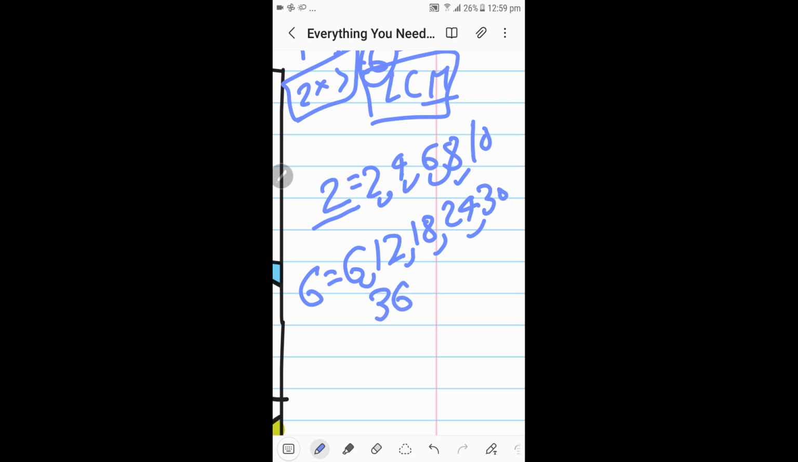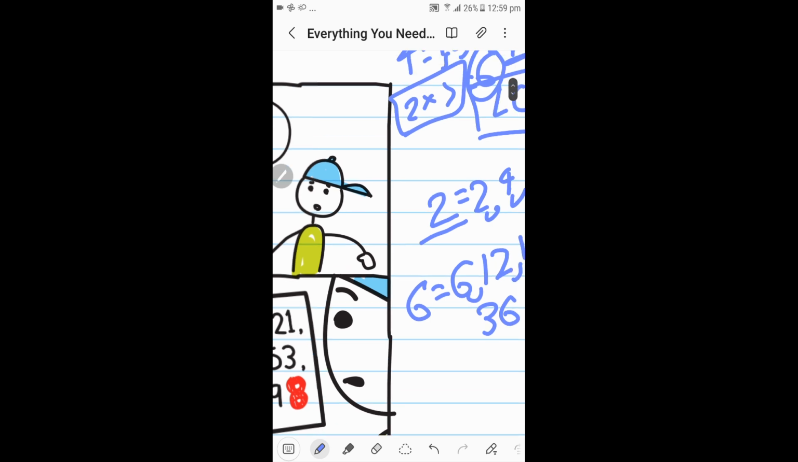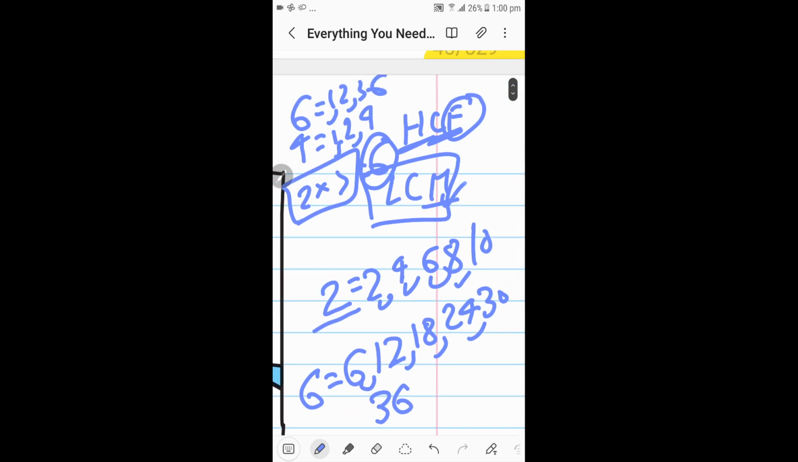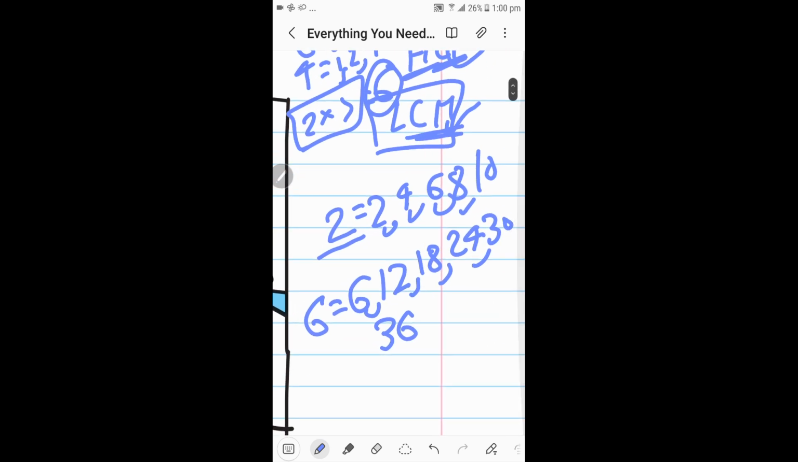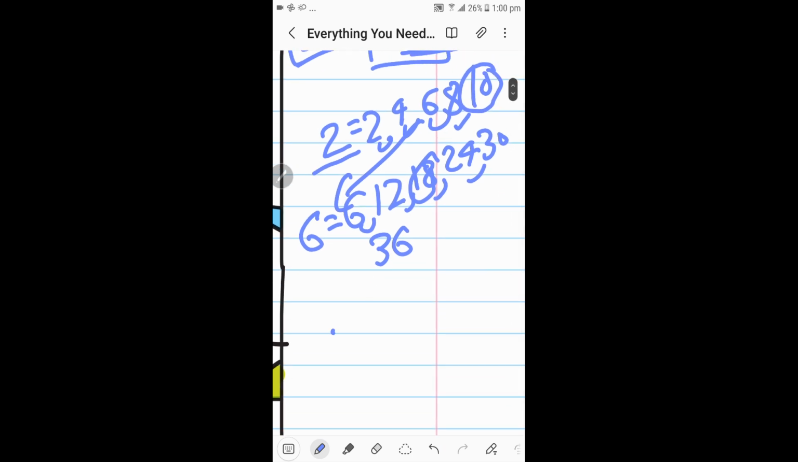Now that we have done the multiplication tables, let's find the common multiples. 2 is not common to 6, 4 is not common, 6 is common, 12 is common, and 18 is common here. So there are common multiples: 6, 12 and 18.